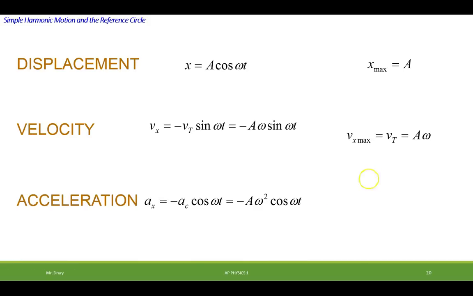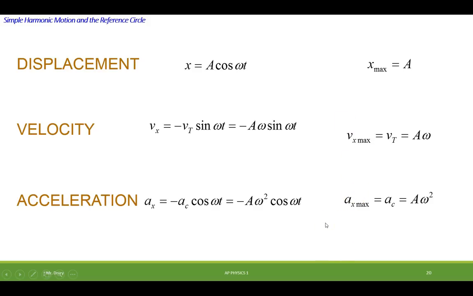Acceleration, the same type of thing. Here's the original equation we started with. We made some substitutions, right? And what would the maximum acceleration be? Well, the maximum acceleration would be when it's all the acceleration, and that would be a omega squared. I left out the negative signs on both these because I was just thinking about the magnitude, not the direction, on both these maximums.